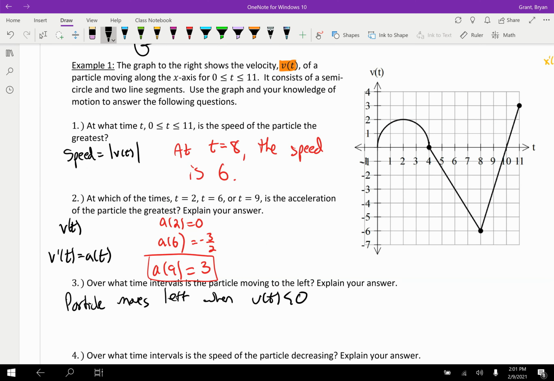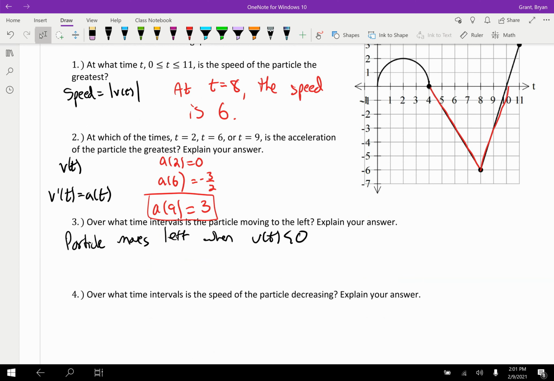All right, well, how do we visually see where velocity is less than 0? Velocity is the y values. The y values are less than 0 below the x-axis. So I think the velocity is less than 0 on that interval right there. Every y value on that red portion of the graph is where the velocity is less than 0.